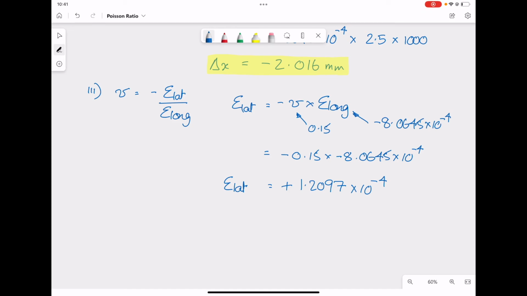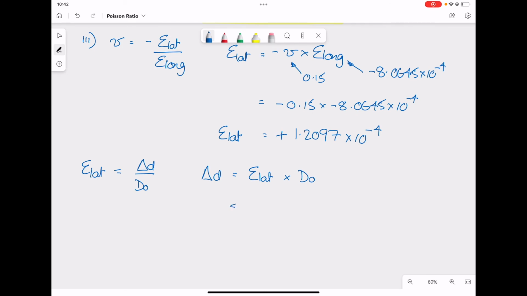In this case, it is a circular section. So our lateral strain is taken as the change in diameter over the original diameter. Rearranging our equation, change in diameter is equal to the lateral strain multiplied by the original diameter. Fill in the values we know. Lateral strain, 1.2097 times 10 to the negative 4. And from the answer to part 1, we have the original diameter of 123.61. Delta D, change in diameter. We work that out: 0.01495. The original diameter is in millimeters, so our change in diameter will also be in millimeters.